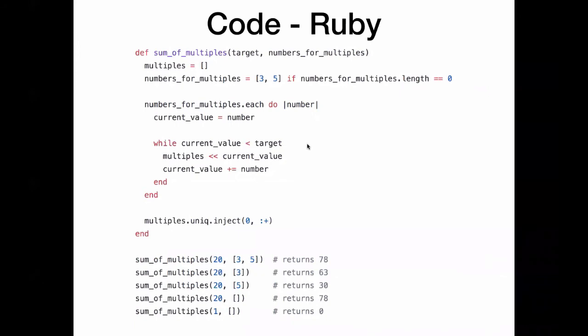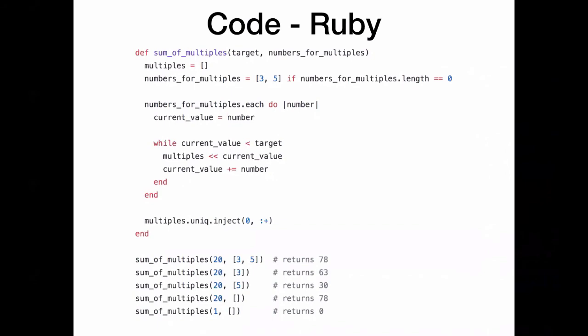So I use an each loop. It won't be that critical here actually. You can use a loop, and for this particular example, it turns out that it's not that critical. So current value equals number. We'll use that to check the incremented value so that we're not above the target. So while current value is less than target, we're incrementally building it up.